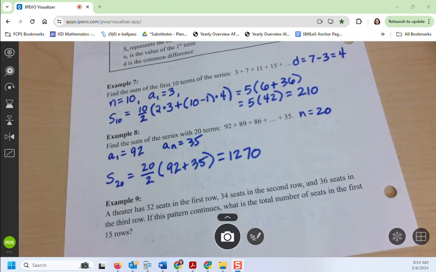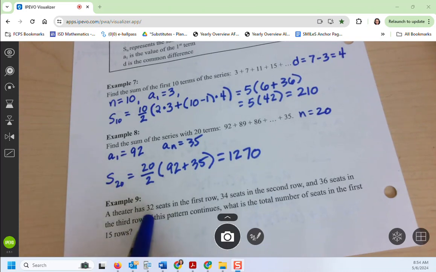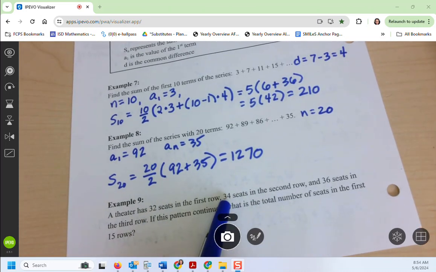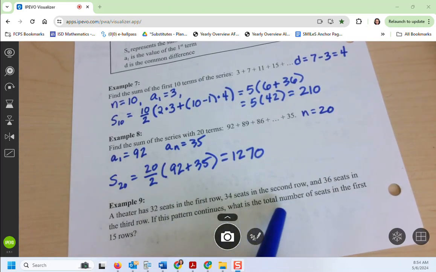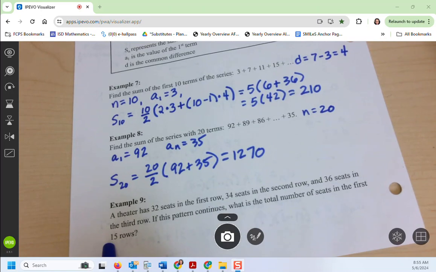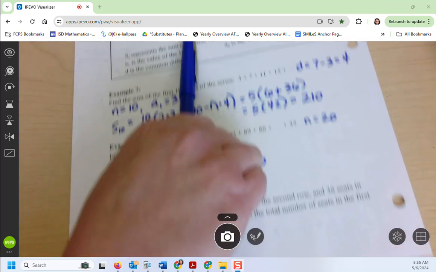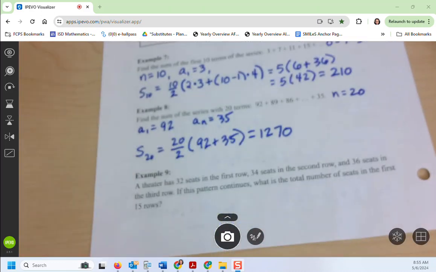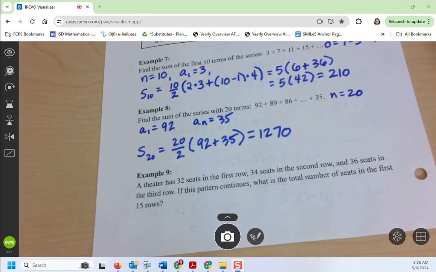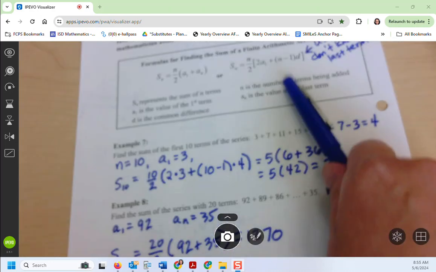All right, so here's a word problem where we use the arithmetic series. A theater has 32 seats in the first row, 34 in the second row, 36 in the third. If this pattern continues, what's the total number of seats in the first 15 rows? So, do we know the last term, a sub n? Do we know how many seats are in the last row? We don't. You could find it out using the patterns from the front, but we don't know how many seats in the last row, so we're going to use this one, okay?